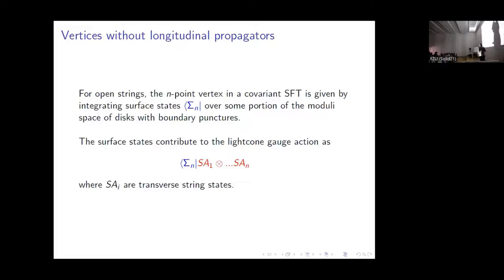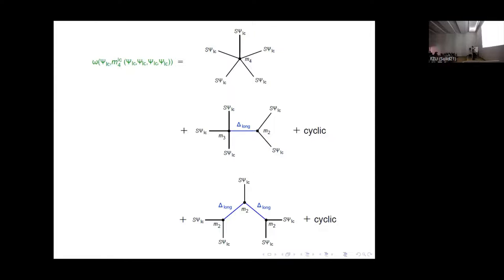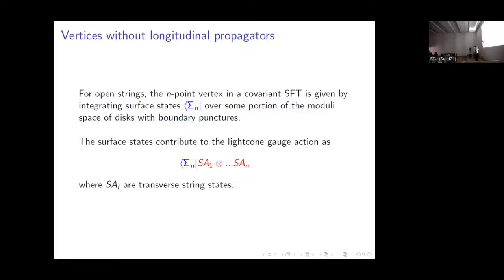Okay, let's start with the vertices that do not contain any longitudinal propagators. So in the case of the quintic vertex, we're going to look at this contribution to the gauge fixed action, the contribution without longitudinal propagators. So for this, we need the vertex of the original covariant theory. An n-point vertex in the covariant theory is given by integrating some surface states over some portion of the moduli space of disks with n boundary punctures. And these surface states are basically defined by correlation functions on the unit disk with certain local coordinates defined around each puncture.